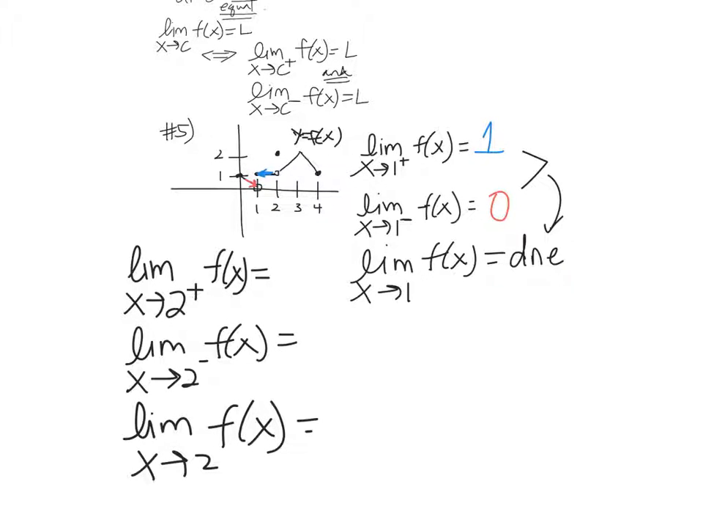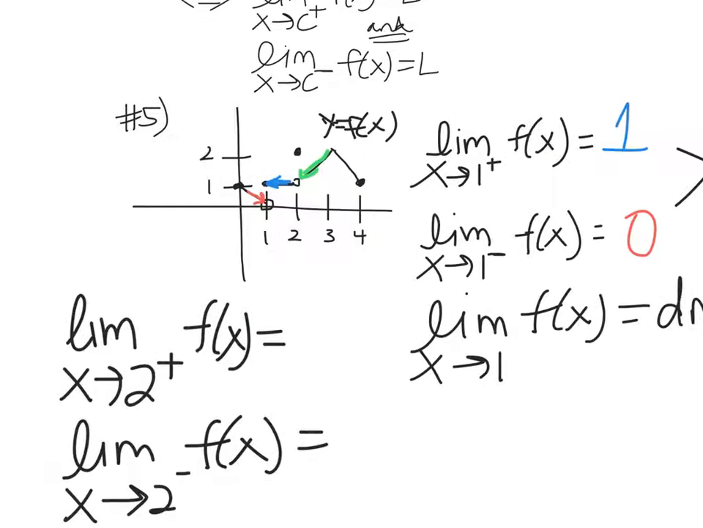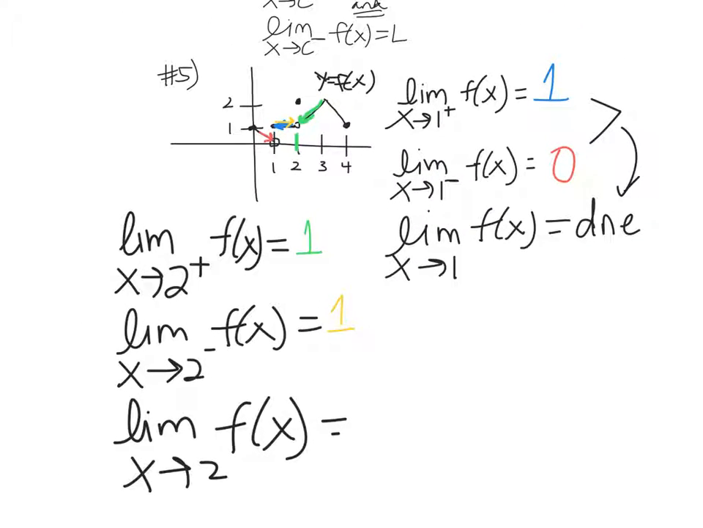As I'm approaching 2 from the right, my y value is getting closer and closer to what? 1. It's not getting closer and closer to 2, okay? Picture yourself walking on that line, going towards 2 from the right-hand side. My y value is approaching 1. Now go on the other side of 2. Walk towards 2 from the left, and your y value is approaching 1 again. So the limit as x approaches 2, since they are equal to each other, is 1.